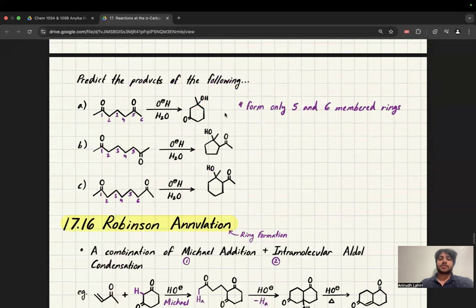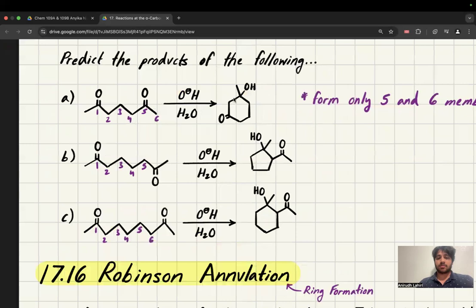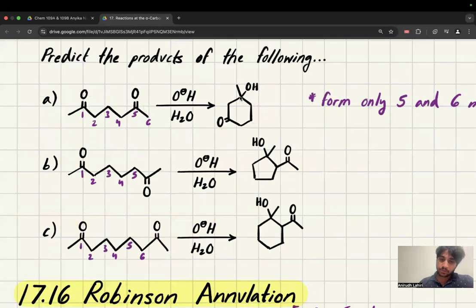Okay, predicting the products. So again, make sure that you're really good at predicting the products and you can do so pretty quickly without having to go through the mechanism. So count the carbons: 1, 2, 3, 4, 5, 6. One of the carbonyls will stay. The other one will become a tertiary alcohol. Carbonyl stays. Tertiary alcohol. This carbon that's connected to this alcohol has to be 1 carbon away from the carbonyl, right? So carbonyl, alpha position, beta position.